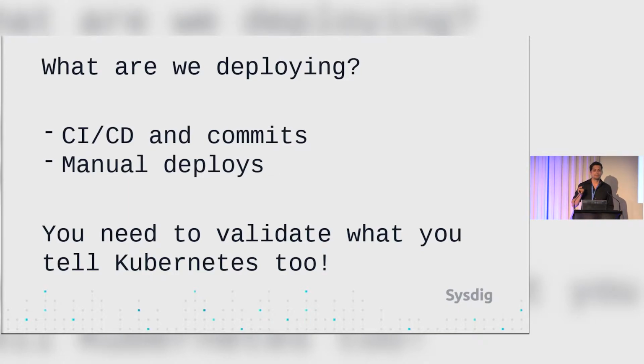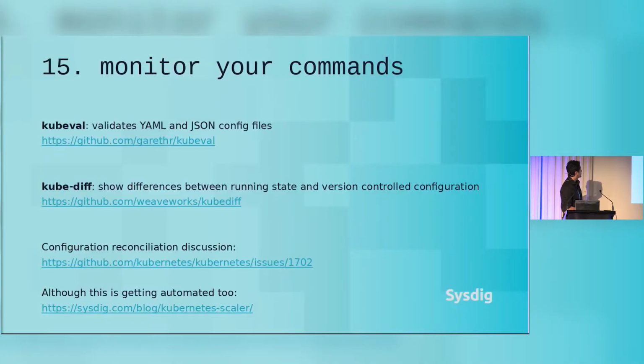And one of the last metrics that is super important is what you actually do when you do CI/CD and commits and manual deploys: what are you giving to Kubernetes? You have to make sure it's valid. And I'll give you a couple of tools you can use here: kubeval, kubediff. There's more discussion about how you can reconcile that and have some automation on that.